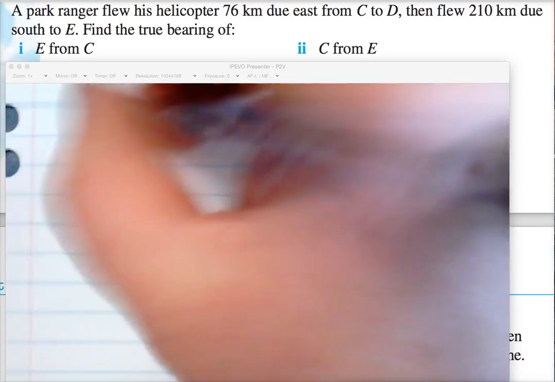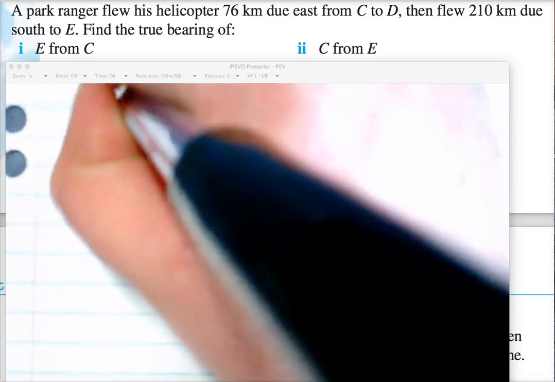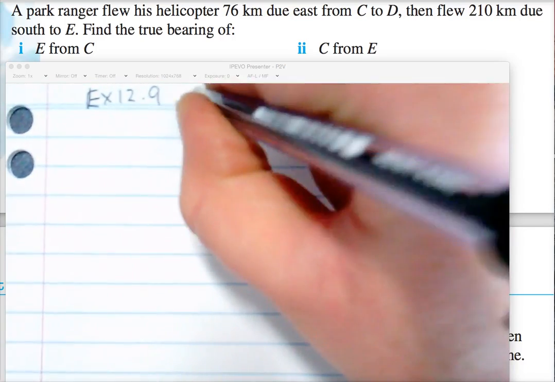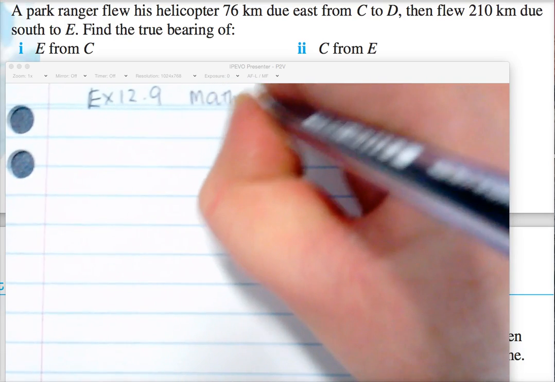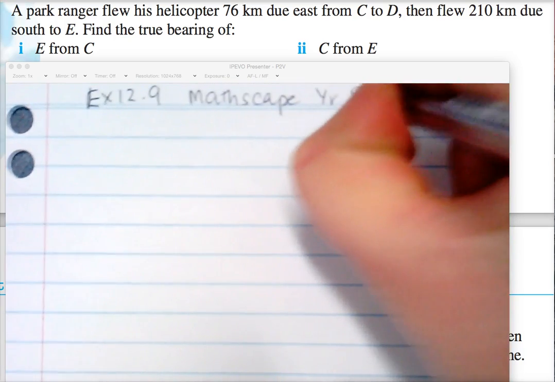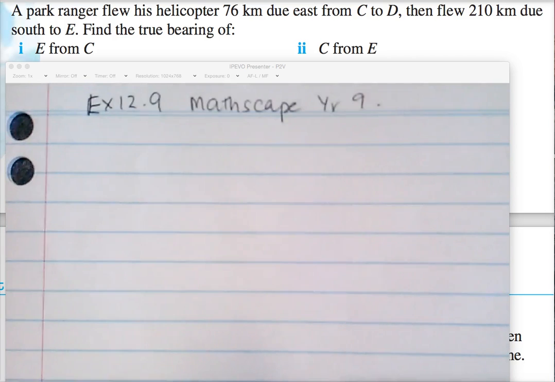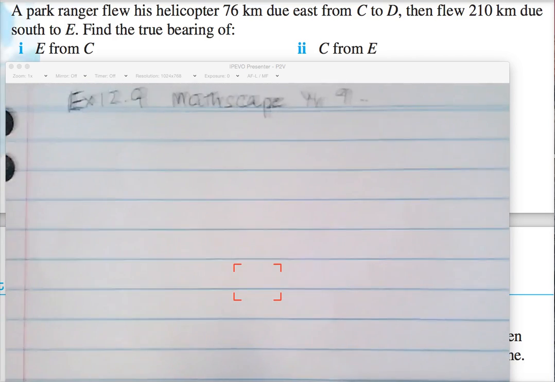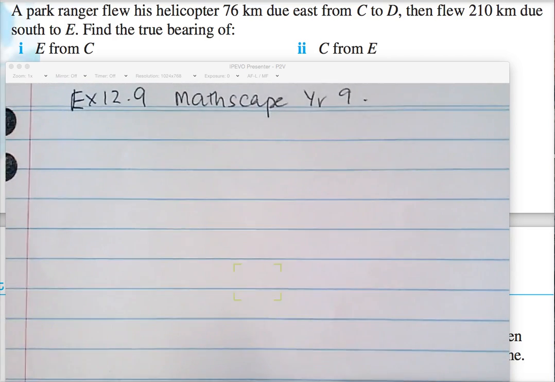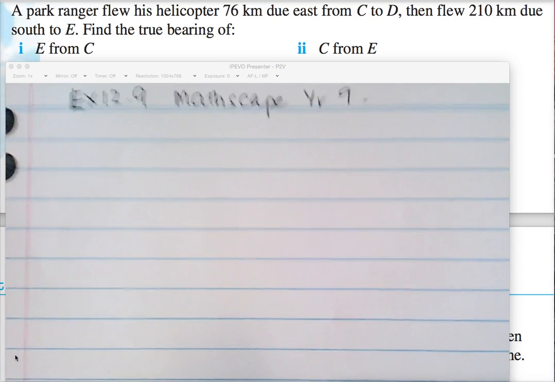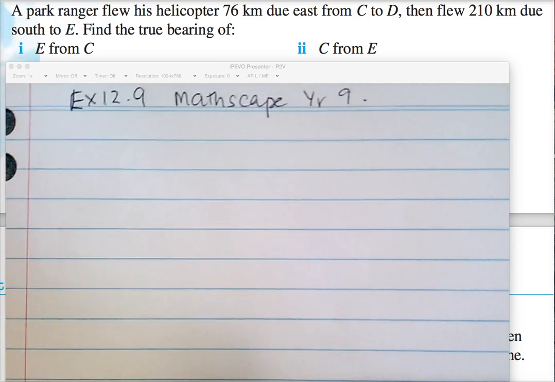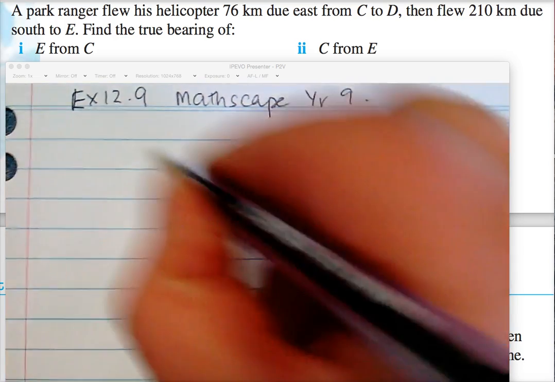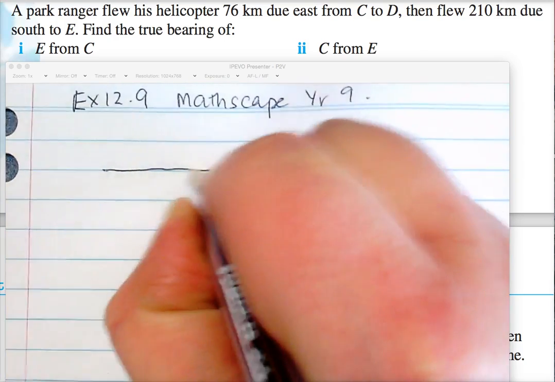Okay, we're still looking at exercise 12.9 from Mathscape, Year 9 textbook. The first question is another bearings question. A park ranger flew his helicopter 76 kilometres east from C to D. So we're going to be going east from C to D.